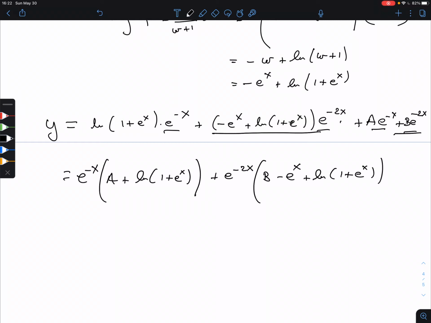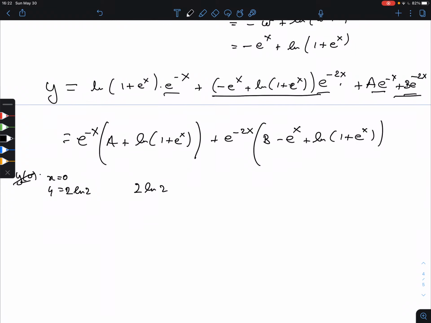Okay, and so here we have found the complete solution. Now I had an initial value, so I said y(0), so if x is 0, then y was, what do you say, 2 times ln 2. Okay, let's plug that in. So 2 times ln 2. If I plug this in, I hope it makes sense here. e to the power 0 is 1. So we have an a plus, and here we get ln(1 plus 1), so ln 2.